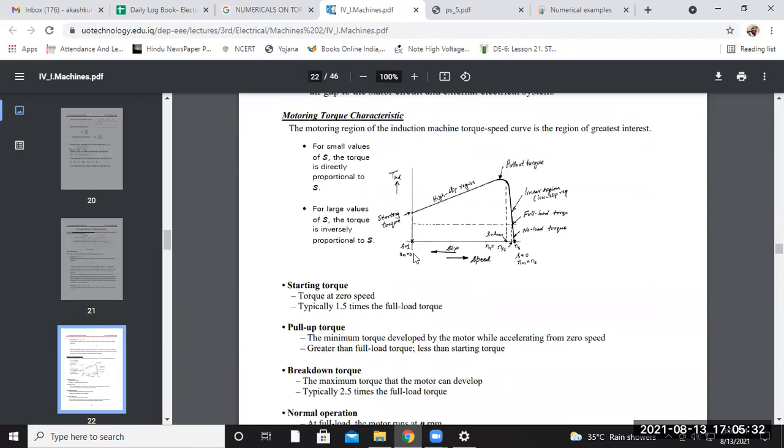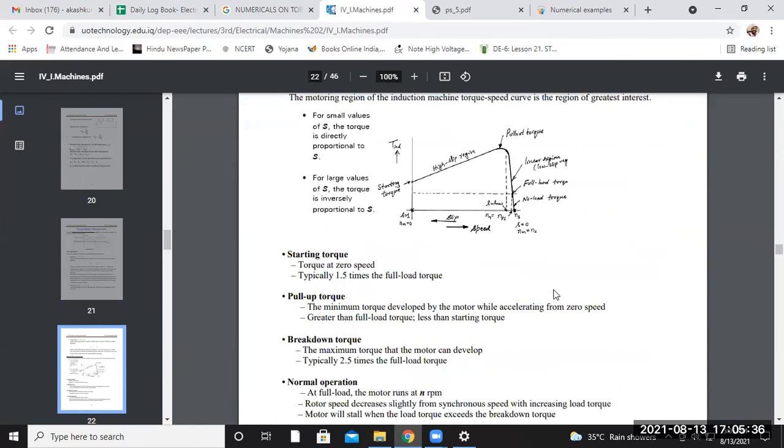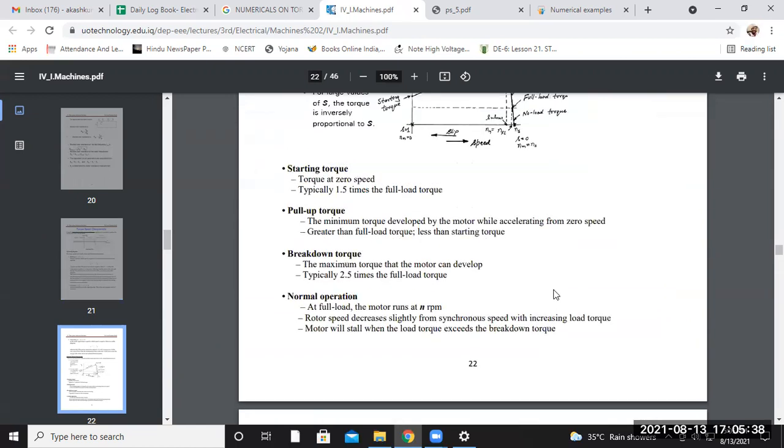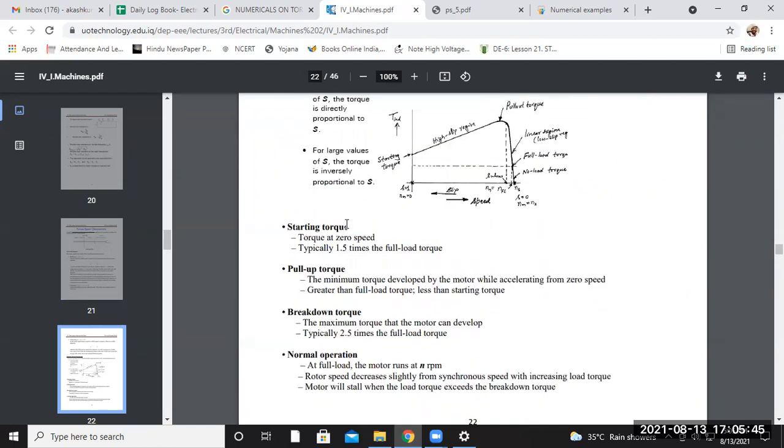Now, the motoring torque characteristic is defined by this equation. First, we should know the basic terminology related to the torque of the induction machine. So here you can see the starting torque, then pull-up torque, then breakdown torque, then normal operation.